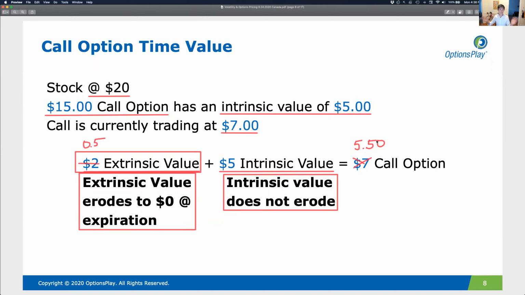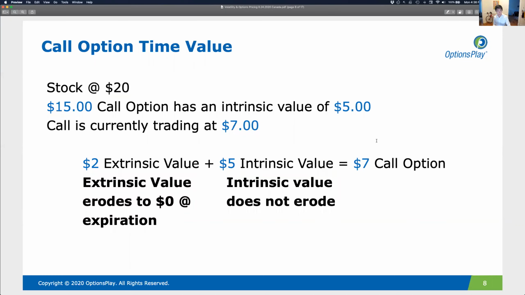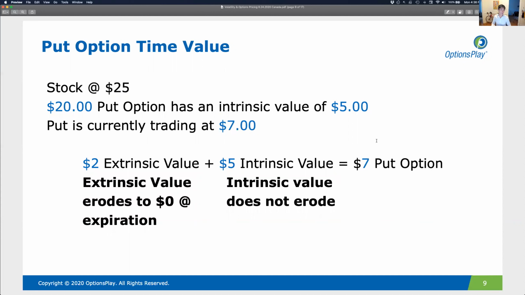So whenever you see all these different call and put values out there, they're really made of two components: an intrinsic value, which cannot be eroded, and an extrinsic value, which will always erode to zero. And the extrinsic value is actually the part that we always want to focus on when we talk about implied volatilities. So that's for a call option. For a put option, it's just the opposite, a mirror image of each other.